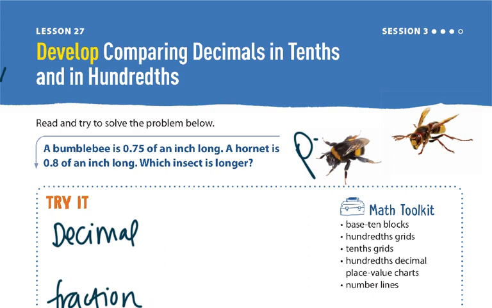What page is that? 567. Okay, 567. Let's read the story problem again. Ready? Fingers on the text.